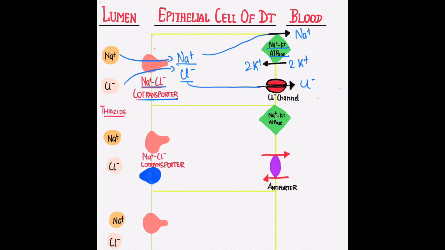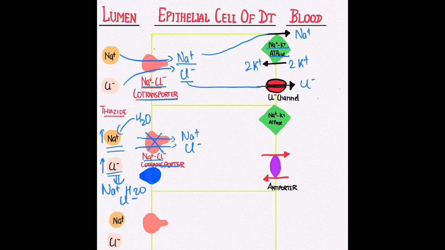Now moving on to the mechanism of action of the thiazide group of drugs. This cotransporter is the target of action for thiazides. The thiazides block the activity of this cotransporter, which blocks the reabsorption of sodium and chloride into the cell. Consequently, more sodium and chloride ions accumulate within the lumen. And as we are all well acquainted with the fact that wherever sodium goes, water follows, more and more water is drawn into the lumen, which ultimately leads to increased excretion of sodium and water along with chloride ions in urine, thereby causing diuresis.